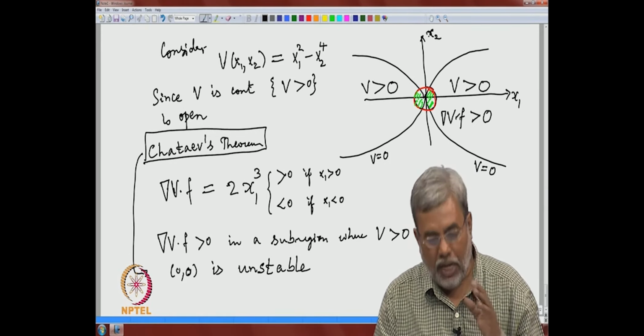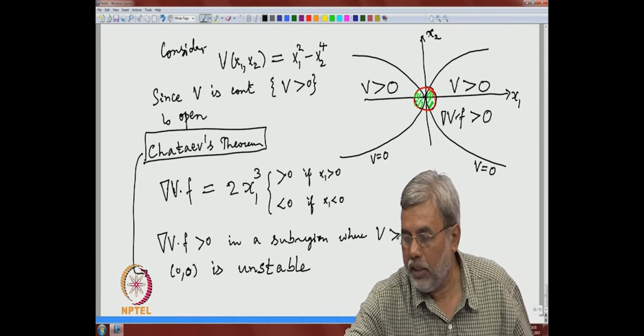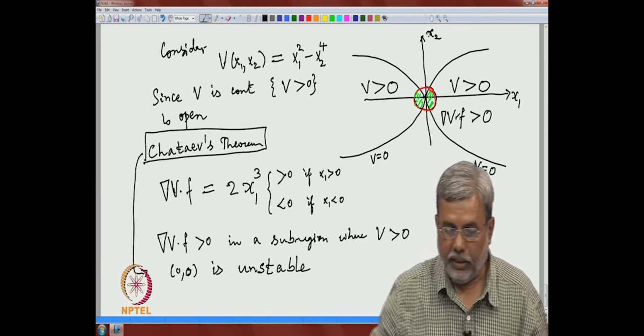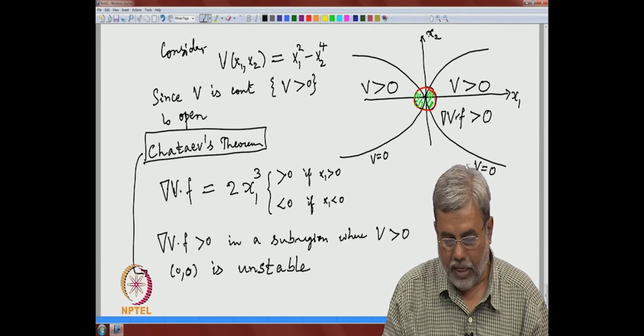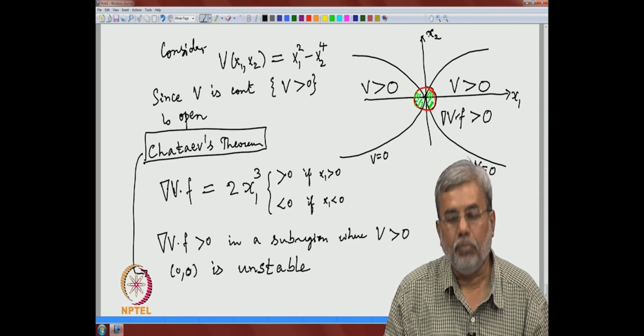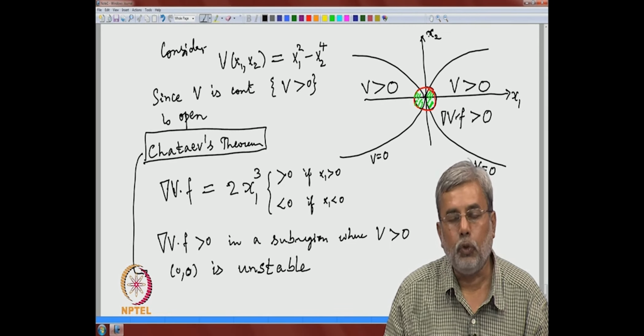Please go through all these examples, these are very important for a general understanding of this stability analysis, and next time we will discuss 2D systems.